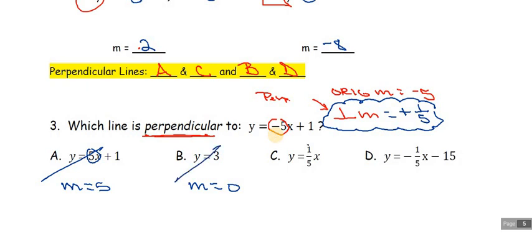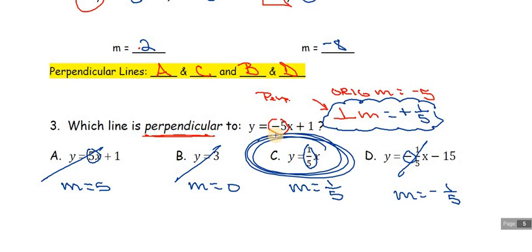C, our slope is 1/5. And that's what we were looking for. Let's just check out D. D is negative 1/5. Well, we flipped, but we didn't change the sign. So because of that, not the correct answer. Okay, so our answer here is C, because negative 5 and positive 1/5 are opposite reciprocals. Okay, so that's our key. Opposite reciprocals for the slopes of perpendicular lines.